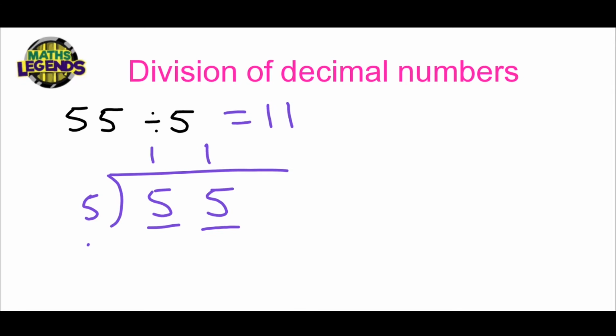Now let's say I change this question and I place a decimal point in here. So it becomes 5.5 divided by 5. The method stays the same. The only difference here is that we place the decimal point in the middle, as we have 5.5. So we write 5.5 in the middle. And then, keeping that same column and that same position, we place the decimal point above in the answer as well. So it's 1.1. So the answer here, 5.5 divided by 5, is 1.1.